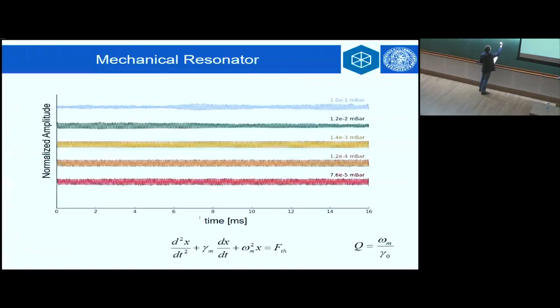So we need to use this to determine the temperature. If we take the variance of the signal here, then we can determine the temperature of the oscillator. And as I said, we have to do this over a very long time. For example, down here, we are 4 orders of magnitude slower in decay, and that means we have to.